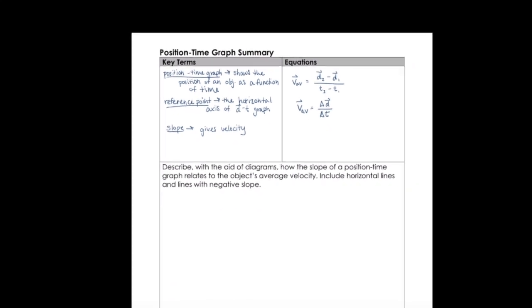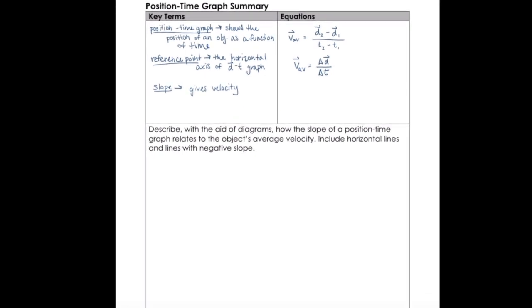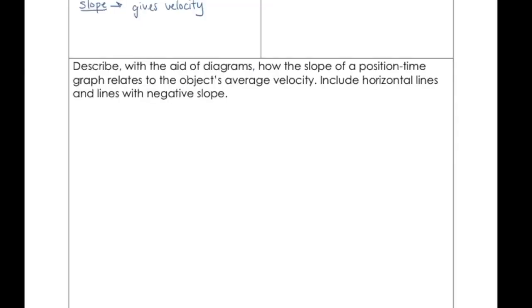Okay, moving on, it says describe with the aid of diagrams how the slope of a position time graph relates to the object's average velocity. Include horizontal lines and lines with negative slope. Okay, so starting our graph. Okay, this is our time and our position. Okay, if we have on the graph just a horizontal line, okay, so horizontal line.